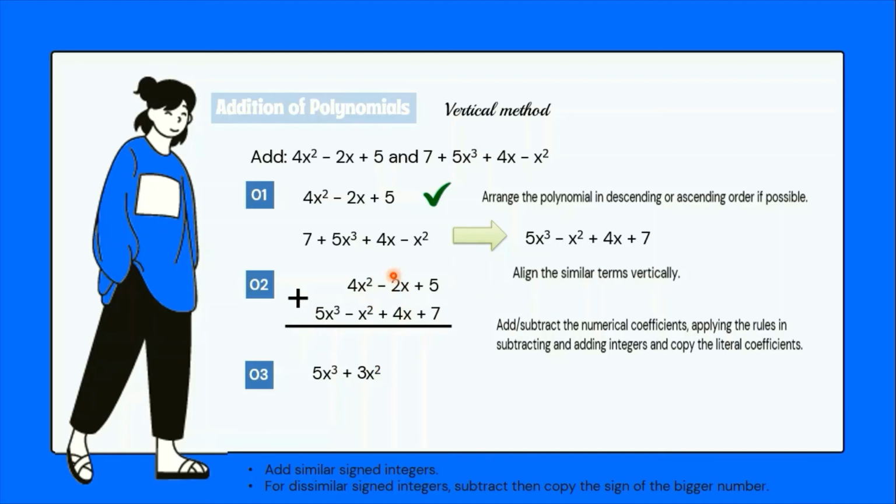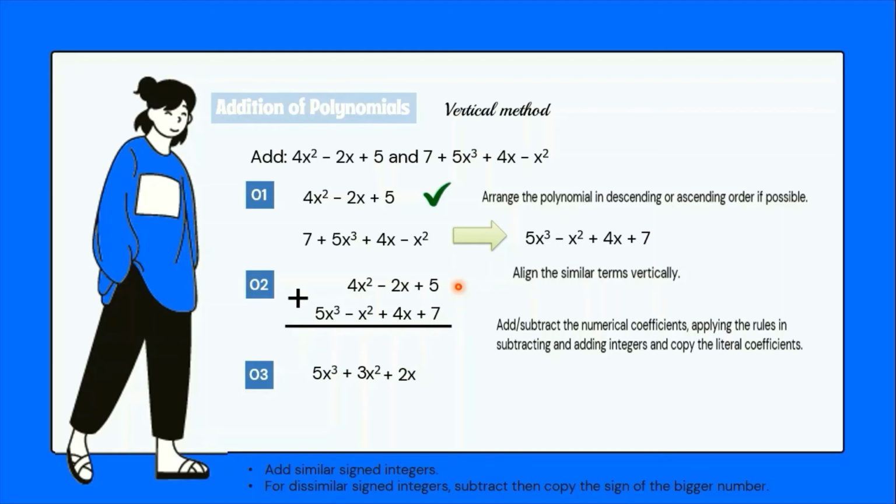Negative 2x plus positive 4x. Negative 2 plus positive 4. Magkaiba yung sign kaya kailangan natin mag-minus. 4 minus 2, ang sagot natin ay 2. Anong sign ni 2? Yun ay positive dahil mas malaki si 4, bigger number siya ay positive. Kaya sagot natin ay positive 2. Then copy the literal coefficient x.